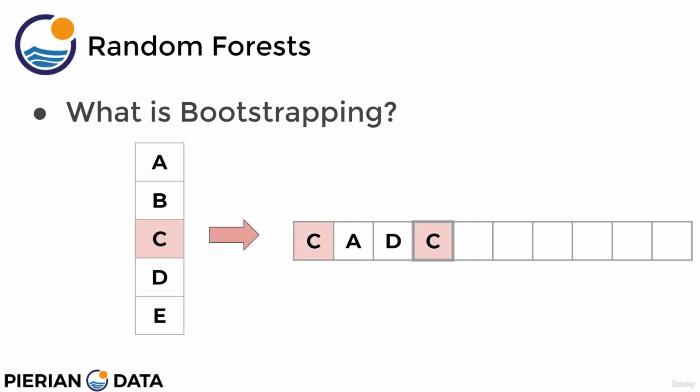And this is the main idea behind bootstrapping, that you're randomly taking items from a set. Later on we'll see it's going to be rows from our data set, and we do allow for rows to be picked more than one time. So this is all bootstrapping is. It's random sampling with replacement.